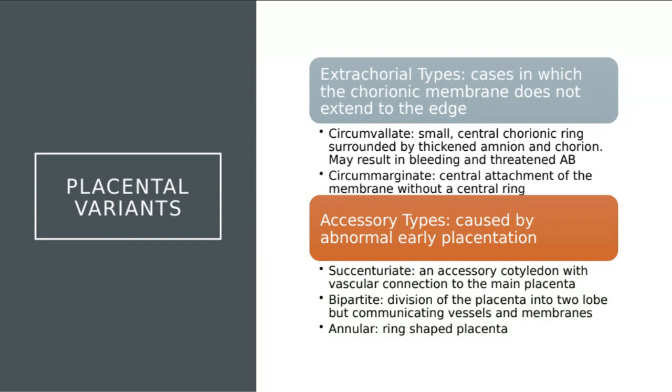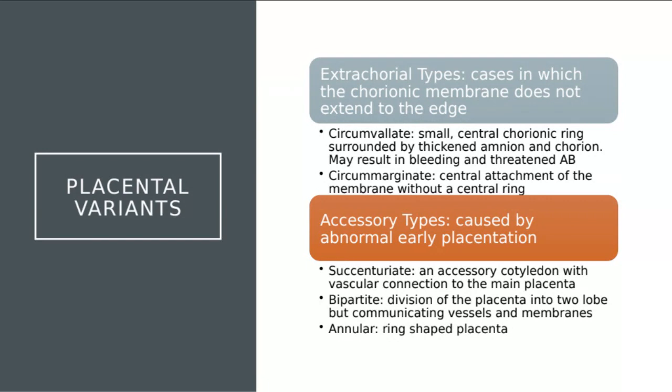We can also have accessory types. This is going to be caused by abnormally early placentation. So basically the placenta is going to develop too early in the pregnancy, and we can get these extras or these abnormal shapes to the placenta.